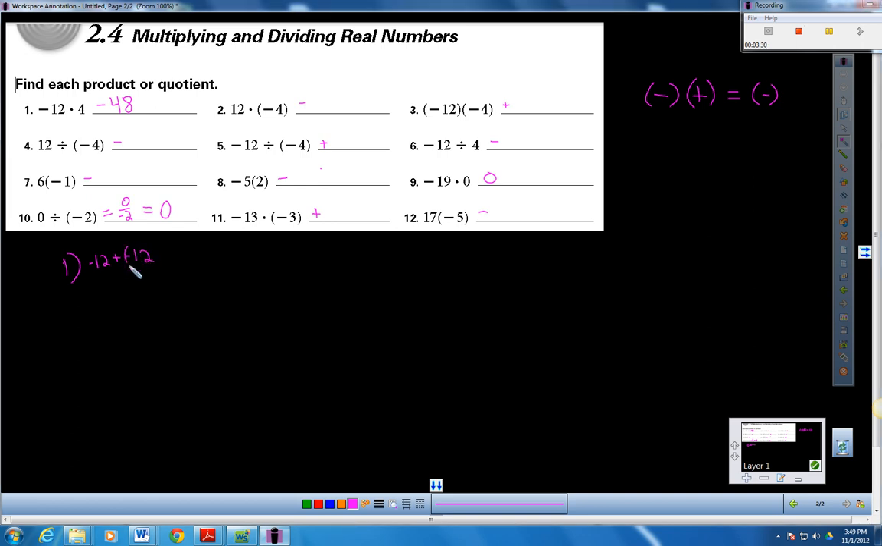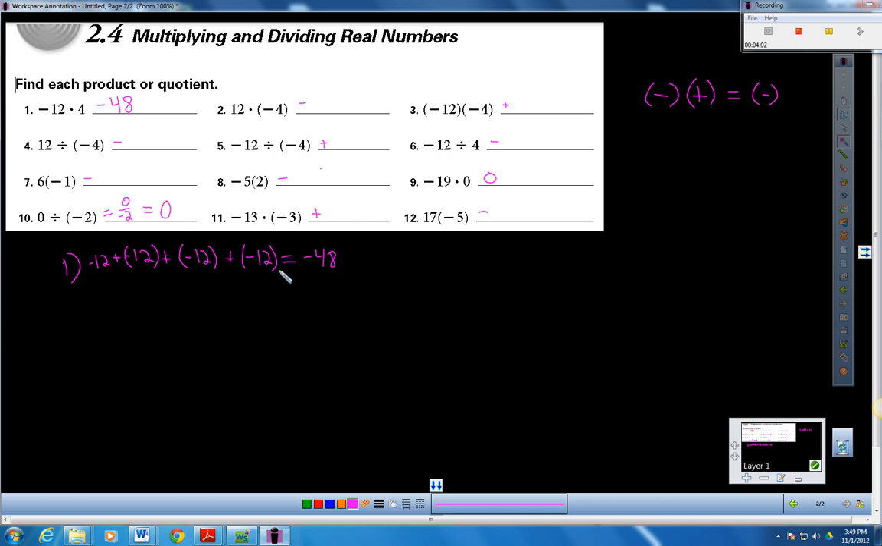Notice how I put that in parentheses there, so it doesn't look so ugly. 4 times. At this point, it's just a matter of counting by 12s. 12, 24, 36, 48. I know that negative 12 times 4 is negative 48. And that's how I show work for that.